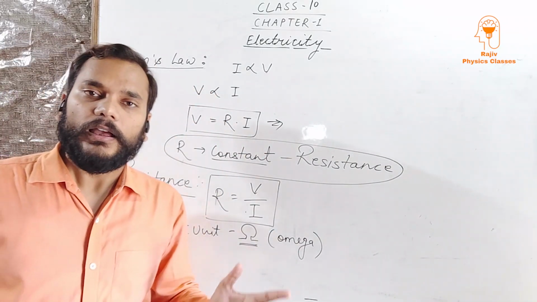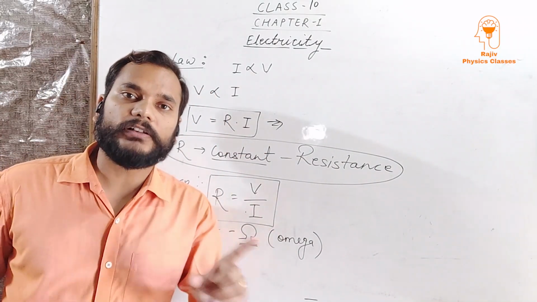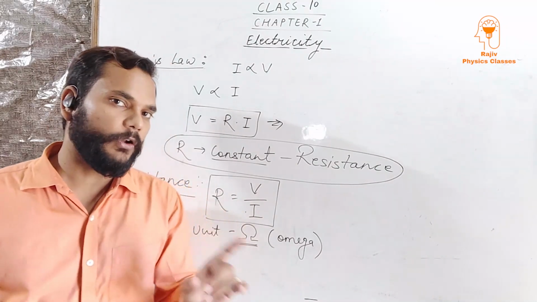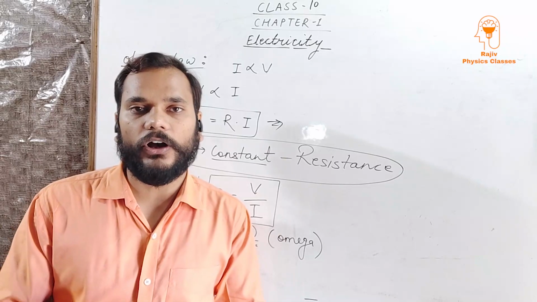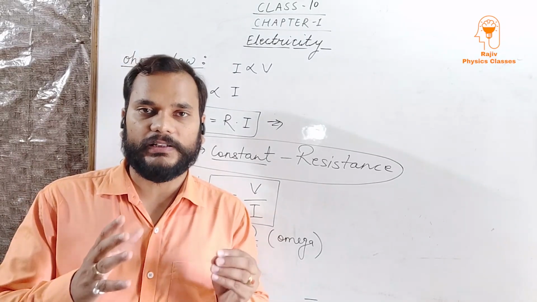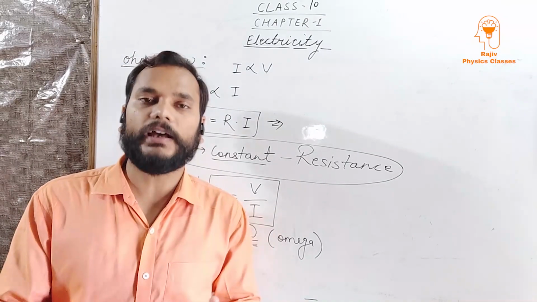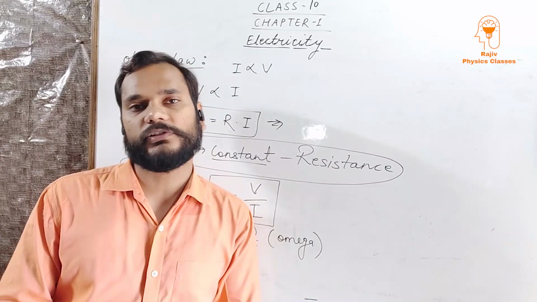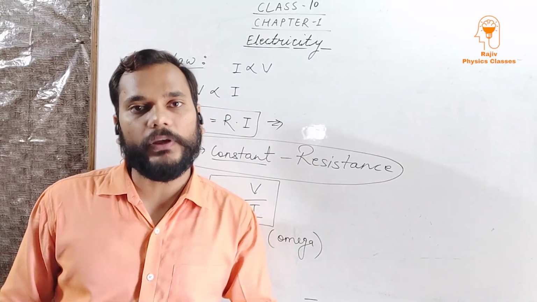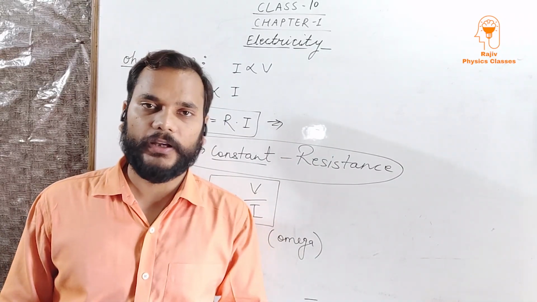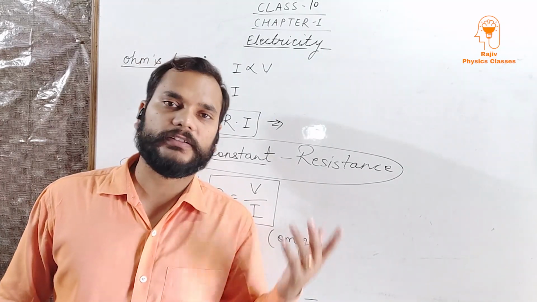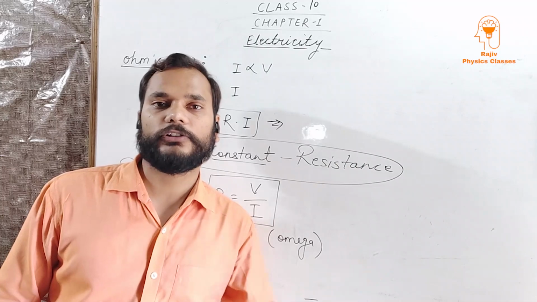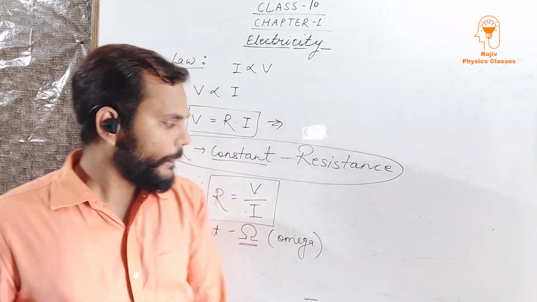So this law states that at constant temperature, and that line must be included, the voltage across the terminals of a conductor or any wire is always directly proportional to the current flowing through it. There was a scientist, George Simon Ohm, who discovered this law. That's why this law is also known as Ohm's law.